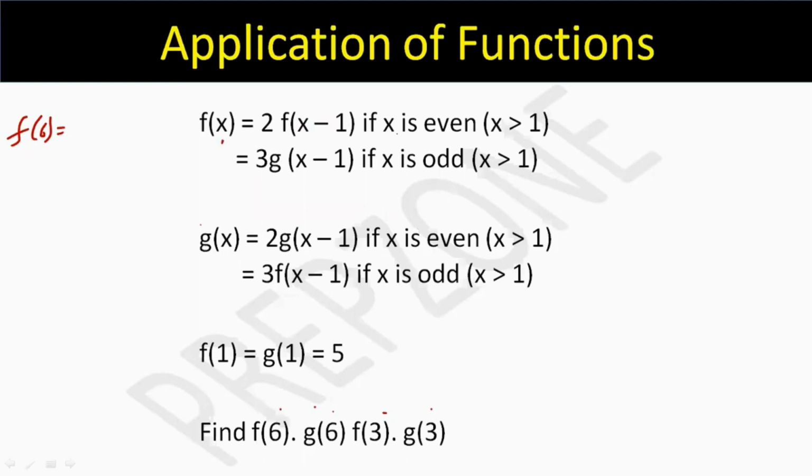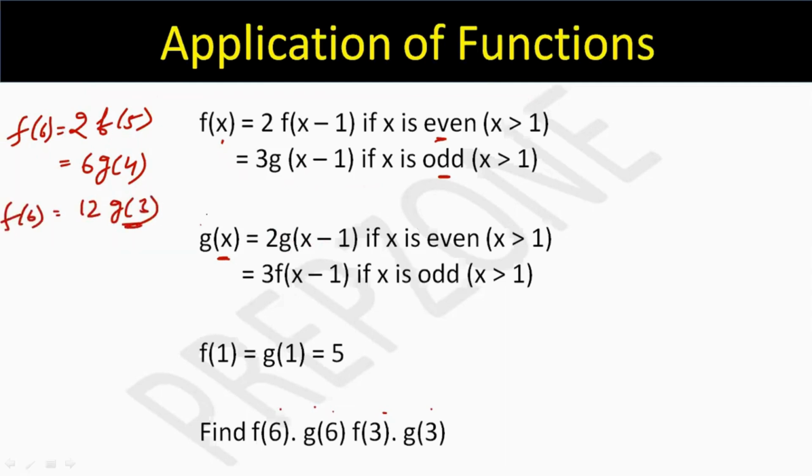Here f of x is a composite function. If x is even, the function is defined as this. So when x is 6, it is even, so it is nothing but twice of f of 5. Now how much will f of 5 be? Now x is odd. So f of 5 is 3 into g of 4. So it is 2 into 3, 6 into g of 4. Now how much is g of 4? x is even, so g of 4 is nothing but 2 into g of 3. So it is nothing but 12 into g of 3. This is the value of f of 6.